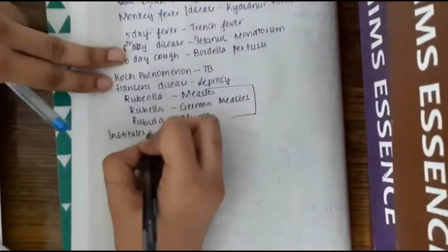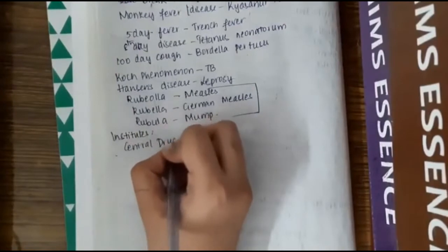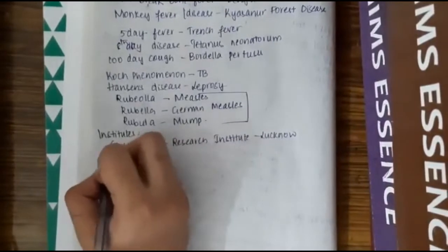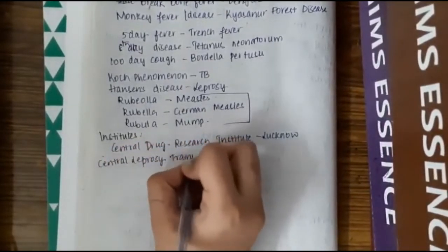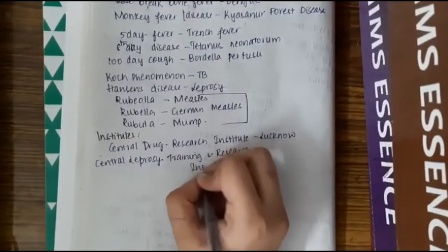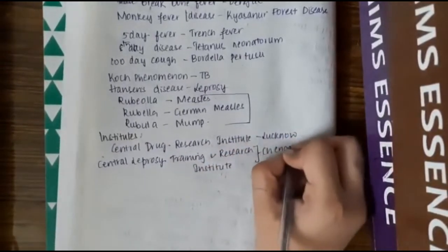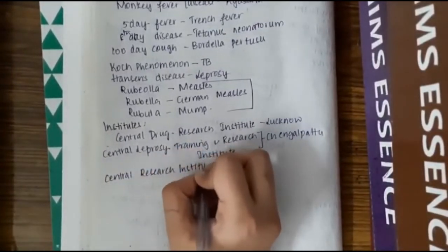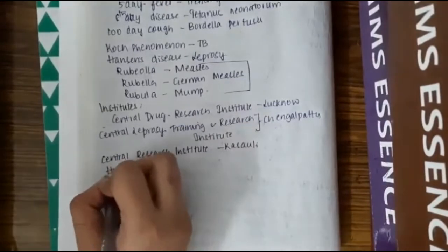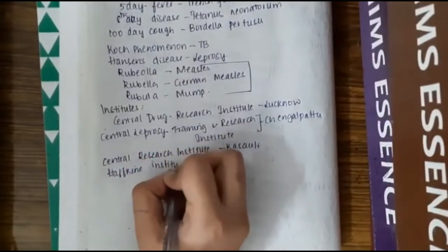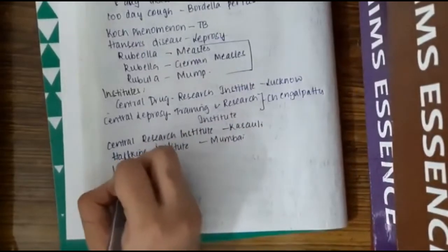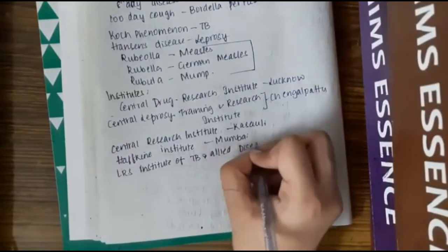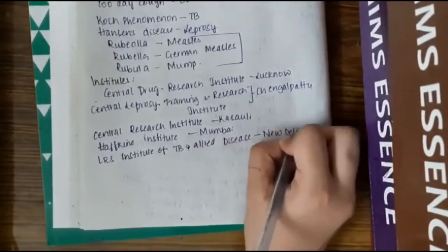Then we have institutes and their headquarters. Central Drug Research Institute is located in Lucknow. Central Leprosy Training and Research Institute is located at Chengalpattu. Central Research Institute is located at Kasauli. Haffkine Institute is located at Mumbai. LRS Institute of TB and Allied Diseases is located at New Delhi.